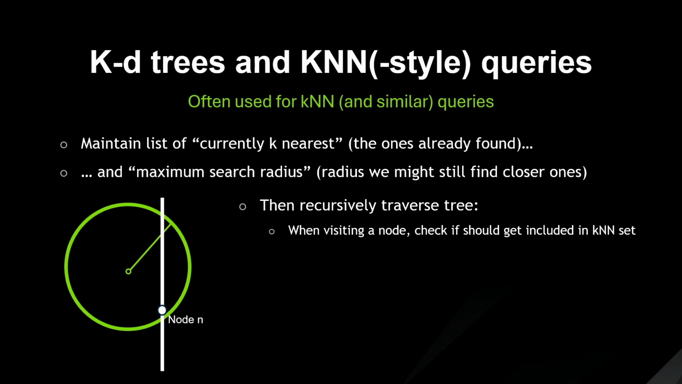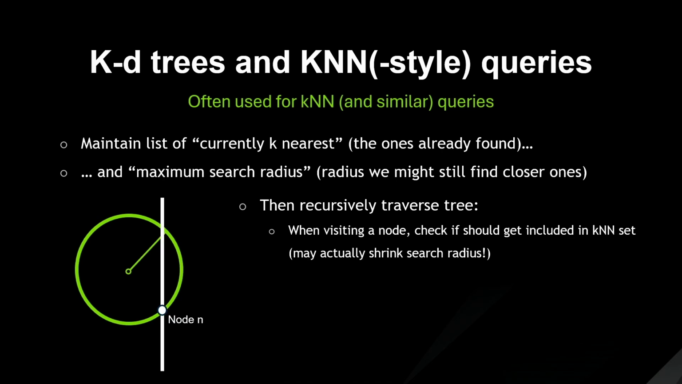So the first thing you do is, okay, I'll take the point associated with this plane. I will see if that belongs into my KNN set, if it's closer than any of the ones I already have, meaning it's within the radius. And if so, I'll add it in this set. That might shrink the radius, or it might have been outside of the radius, and I'll just ignore it.